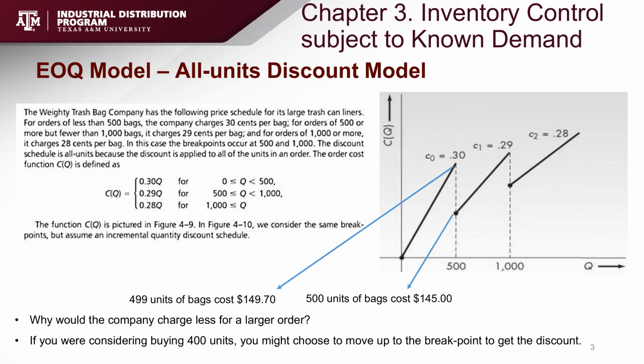Now here's the quirk that catches everybody. 499 bags would cost you $149.70, but 500 bags cost only $145. You pay less for more. Why on earth would Weighty do that? Well, if you were already eyeing 400 bags, that pricing nudges you to bump up to the breakpoint and grab the discount. Other reasons could be that Weighty may store its bags in lots of 100, and the handling it saves on a clean 500 bag order can more than make up for the lower price.